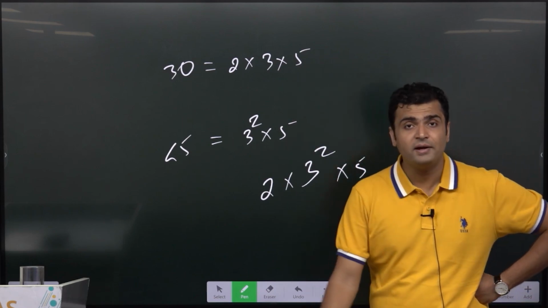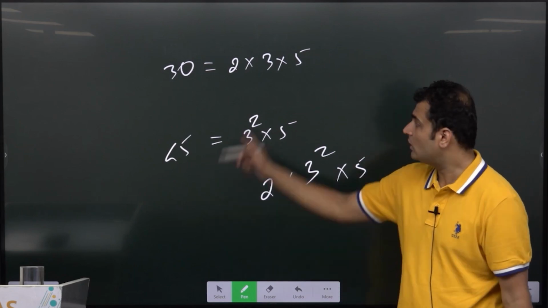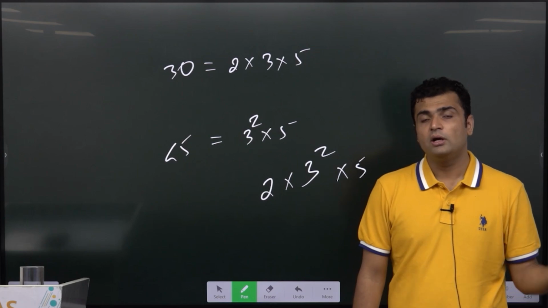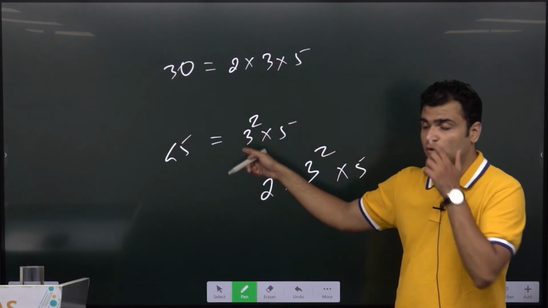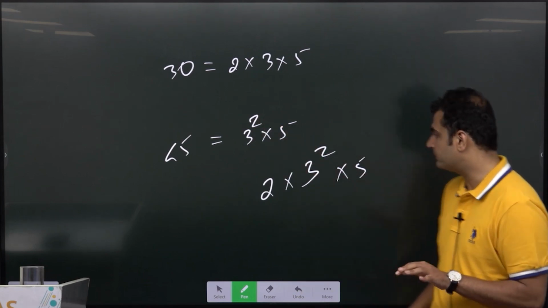तो क्या करना क्या है? फर्स्ट थिंग, ऑल प्राइम फैक्टर्स ऑफ बोथ द नंबर्स शुड बी देयर इन द LCM, क्योंकि दोनों भी उसके फैक्टर हैं. एंड पावर, जो भी कॉमन प्राइम फैक्टर है तो उसकी हाईएस्ट पावर आनी चाहिए वहां. दैट इज द थिंग.